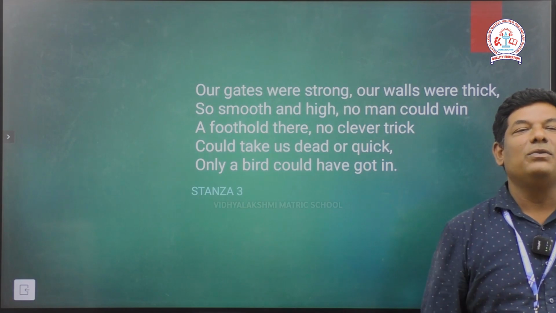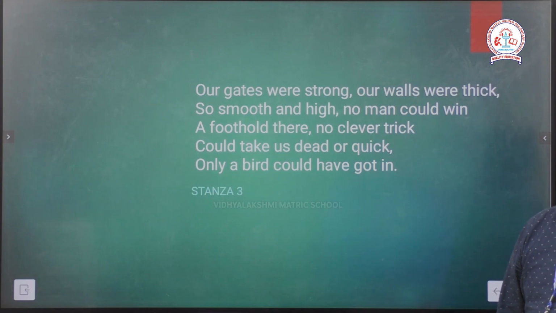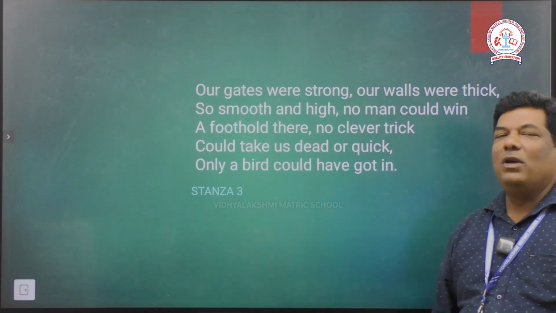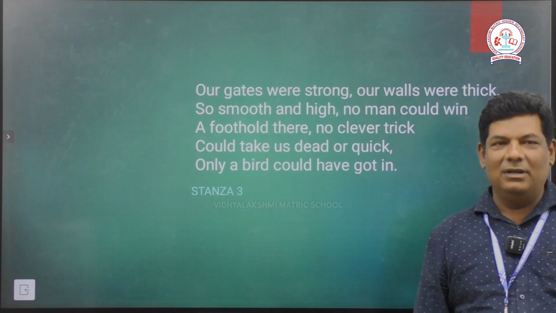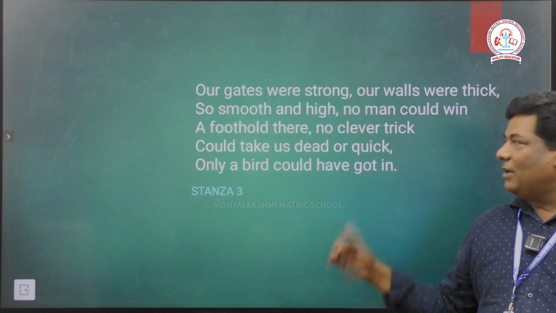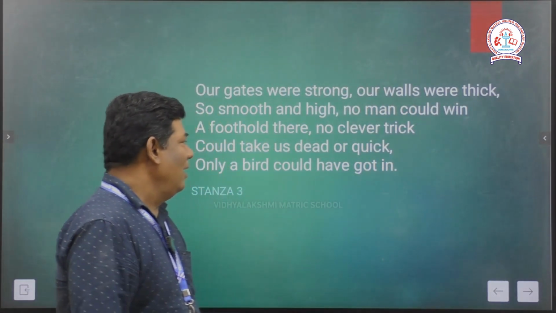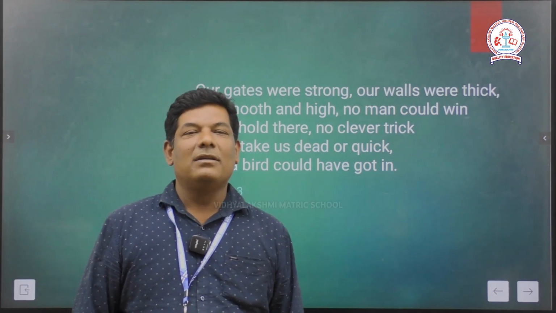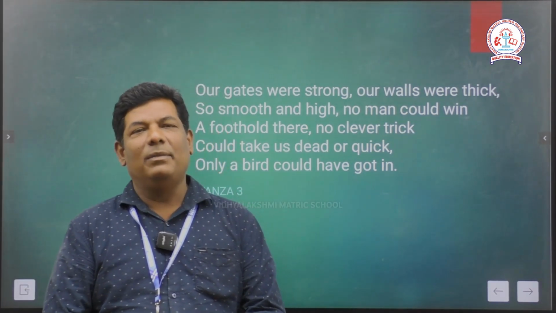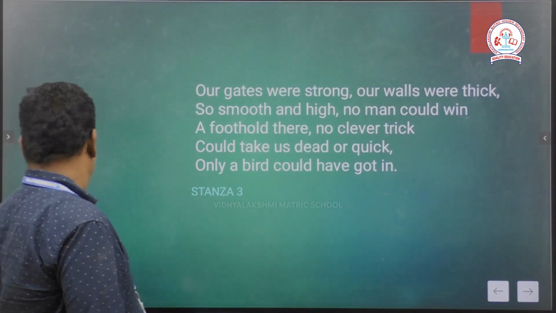Enemies can never use any kind of trick so that they can come inside and kill us, or take us alive. They cannot capture us alive. Only a bird could have gotten in. It means only the birds can come inside because they can fly. Birds have no barriers, no fences. They can fly anywhere as they like, right? Therefore, only birds, no human being can come inside the fort. So they strongly believe that their castle, the fort, is very, very strong.